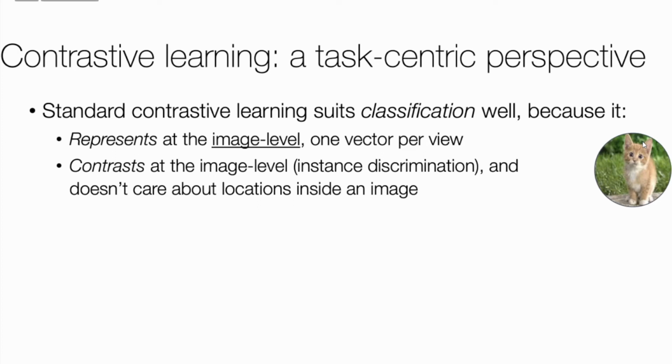In fact, this is a task called instance discrimination: treating each image as one class and doing classification on the number of images. The number of classes is equal to the number of images in the data set. And because it's contrasting at the image level, it doesn't care about locations inside an image at all.